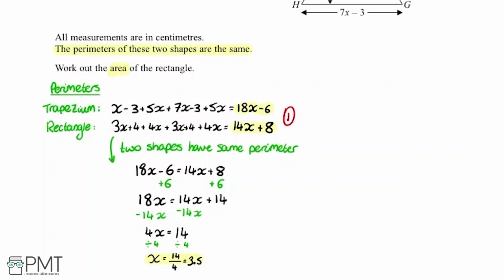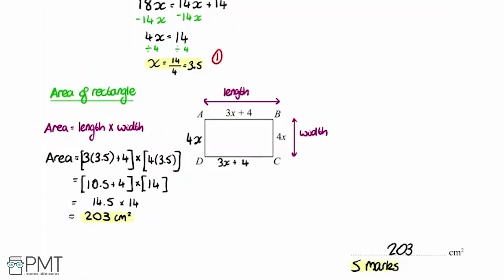We get the first mark for doing our working to work out the perimeters like this, so realising we have to add up all the sides. We get the second mark here for realising, because the perimeters are the same, we can set them both equal to each other. We get our third mark for then solving this equation to get x equals 3.5. We get a fourth mark for starting to work out the area and realising that we can replace x with 3.5. And we get the last mark for the correct answer of 203.